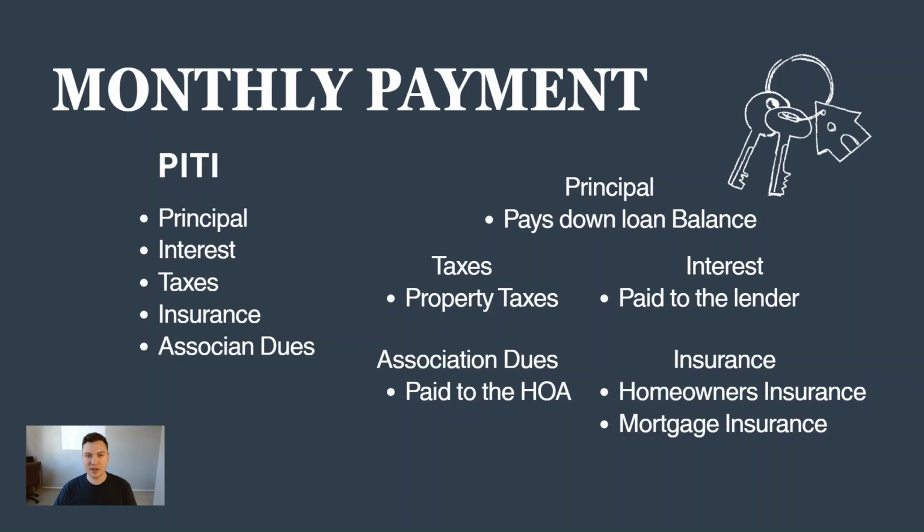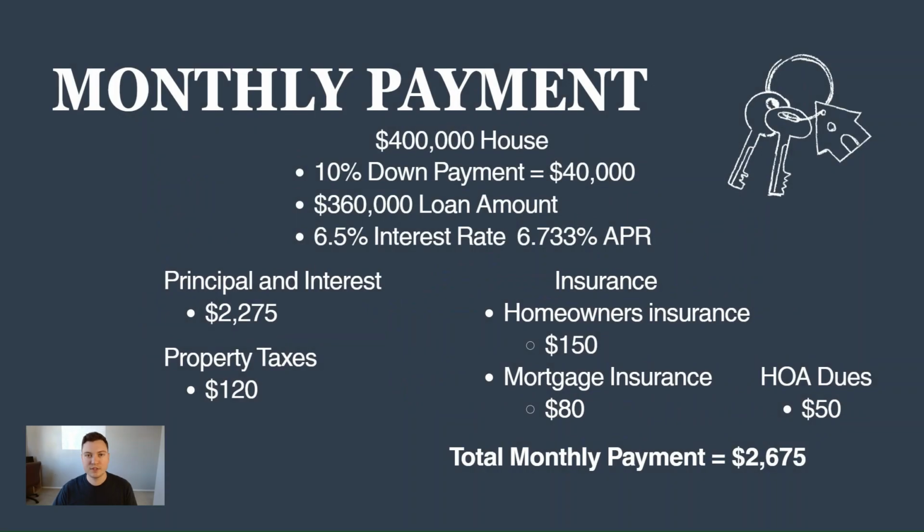And finally, those HOA dues. Not every home is within an HOA. If you live in a condo, you probably have an HOA. But if you are in a homeowners association, there's going to be some sort of fee associated with that. So with all these things together, we have an example of what a monthly payment would look like. I used a $400,000 house with a 10% down payment, meaning a loan amount of $360,000. An example interest rate right now would be about 6.5%. I have a different video explaining APR, so feel free to check that out.